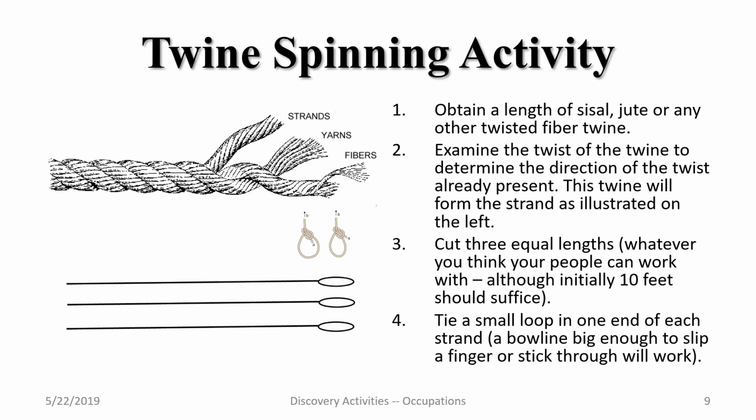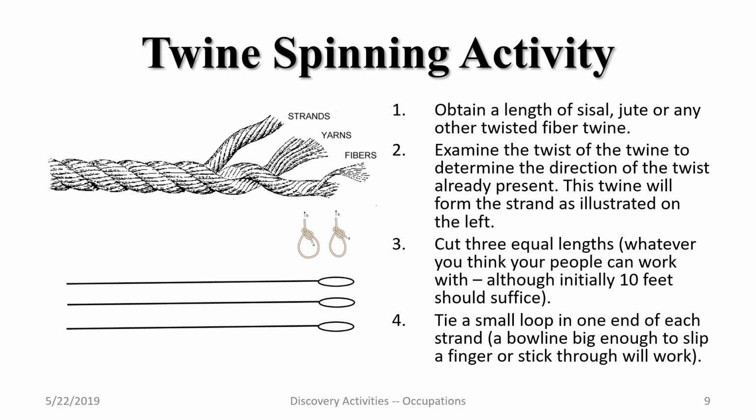This rope making activity is done completely by hand and requires none of the tools or machines shown in the videos. However, it requires several people. So obtain a length of sisal, jute, or any other twisted fiber twine. Examine the twist of the twine to determine the direction of the twist already present. This twine will form the strand as illustrated left. Cut 3 equal lengths, whatever you think your people can work with, although initially 10 feet should suffice.